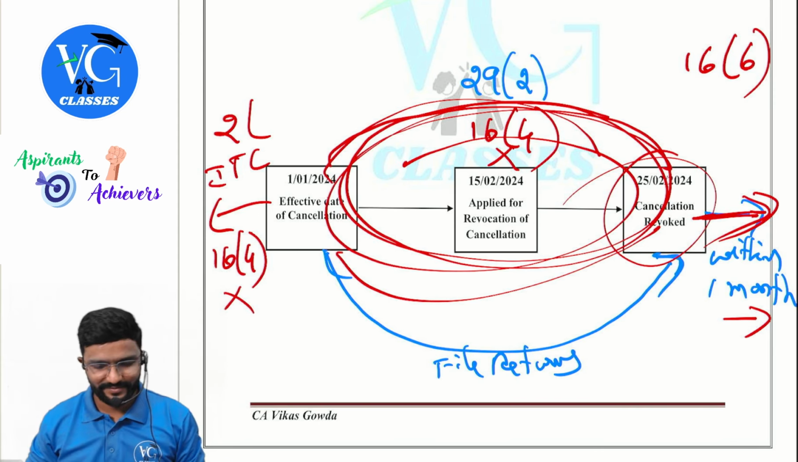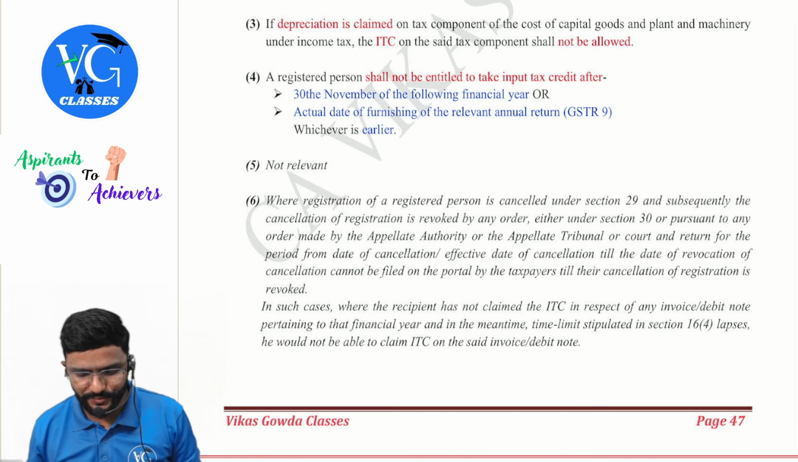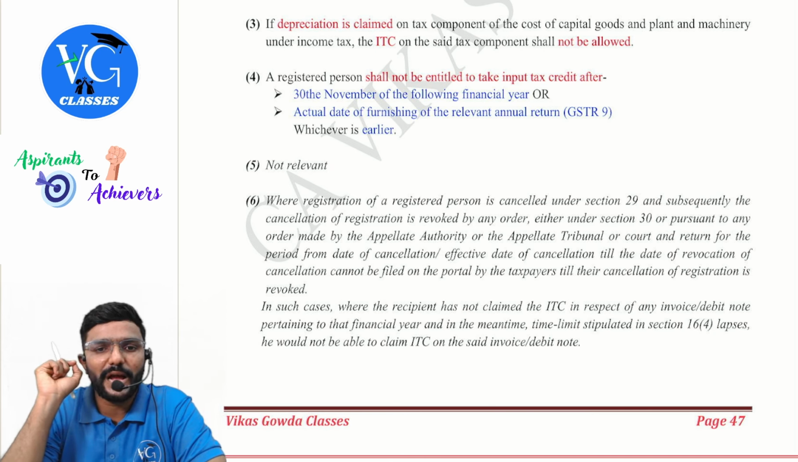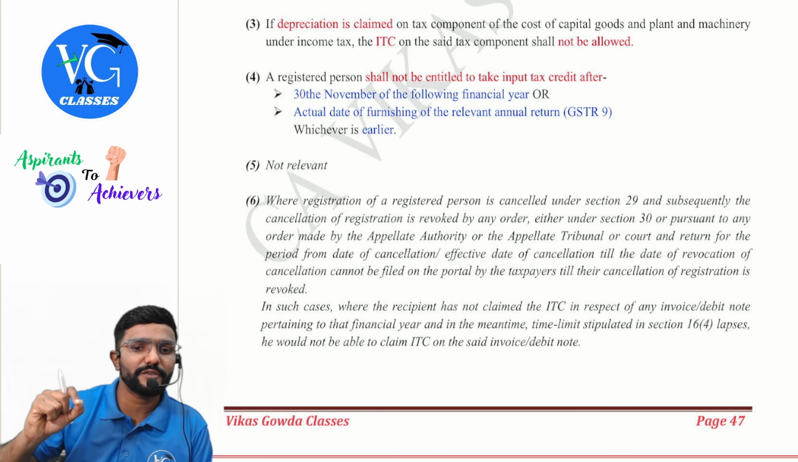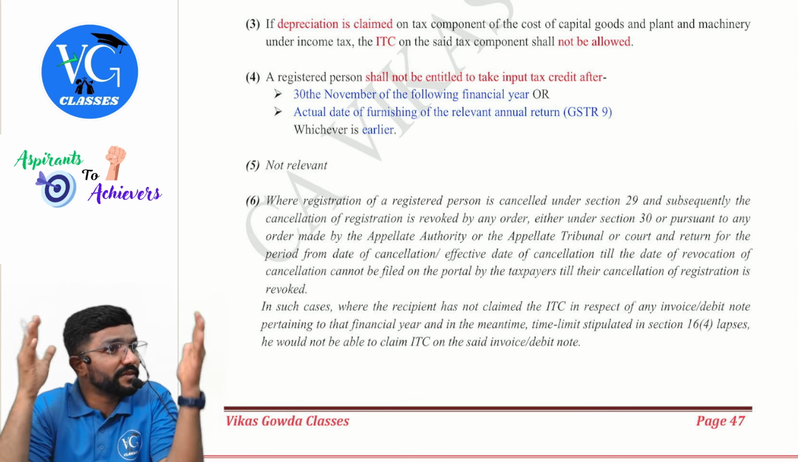Where registration of a registered person is cancelled under section 29 and subsequently the cancellation of registration is revoked by an order, who will pass this order? The proper officer. Either under section 30 or pursuant to any order made by an appellate authority, appellate tribunal or a court, and the returns for the period from the date of cancellation or effective date of cancellation till the date of revocation of cancellation cannot be filed on the portal by the taxpayer till the cancellation of registration is revoked. So till the revocation order is passed, I cannot file the return for this period.